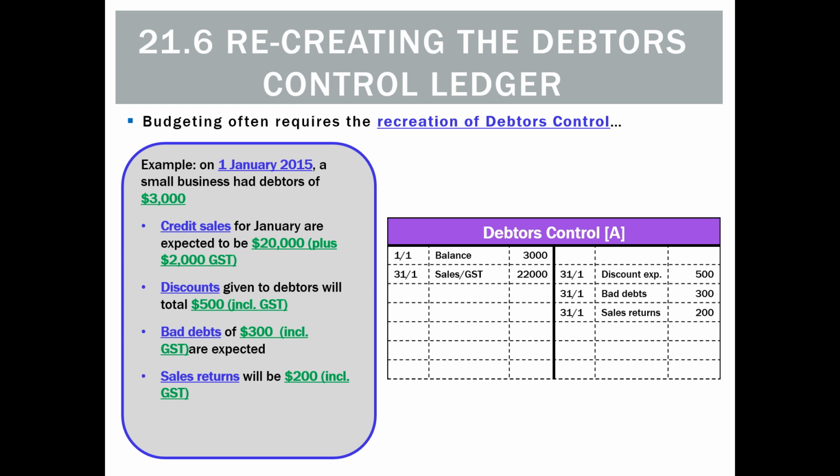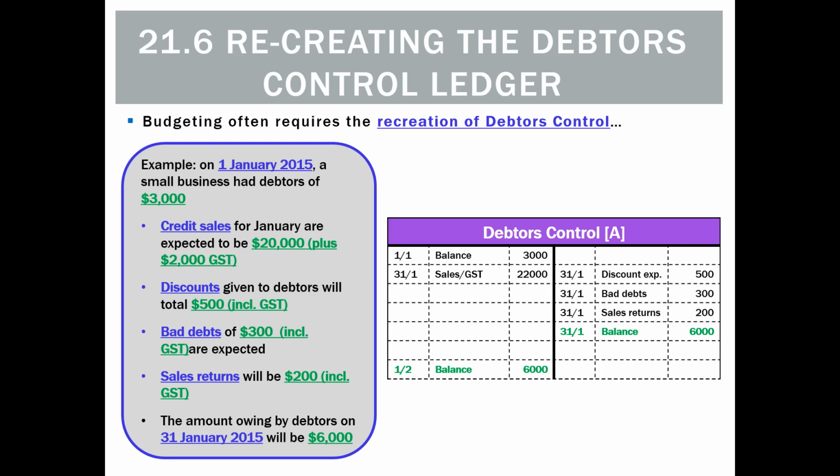And lastly, this one's a little bit trickier. We think that the amount owing by debtors at the end of the month will be $6,000. Well, what would that look like in the ledger? When we think about it, that would be the figure that we would put at the end of the month as our balance, and then we'd actually carry it forward down into the next month.